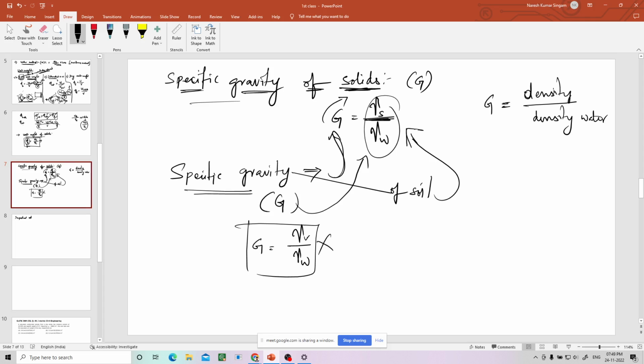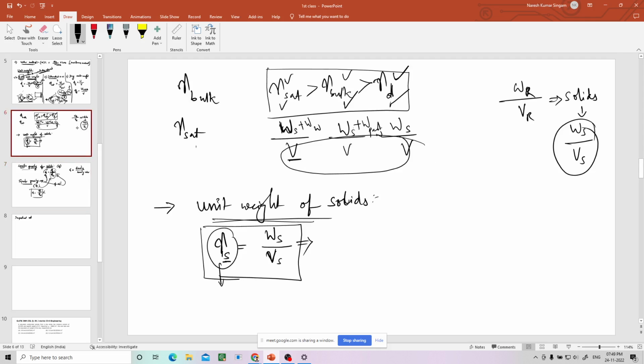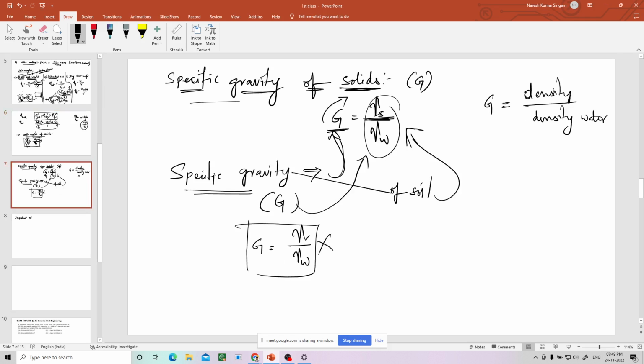This one, no, you should calculate gamma solids. How to calculate? Weight of solids divided by volume of solids. You cannot take any total volume or like that. To find G, you need to use gamma solids, not gamma soil. No gamma bulk, no gamma saturation, or no gamma dry. You have to use only these things.